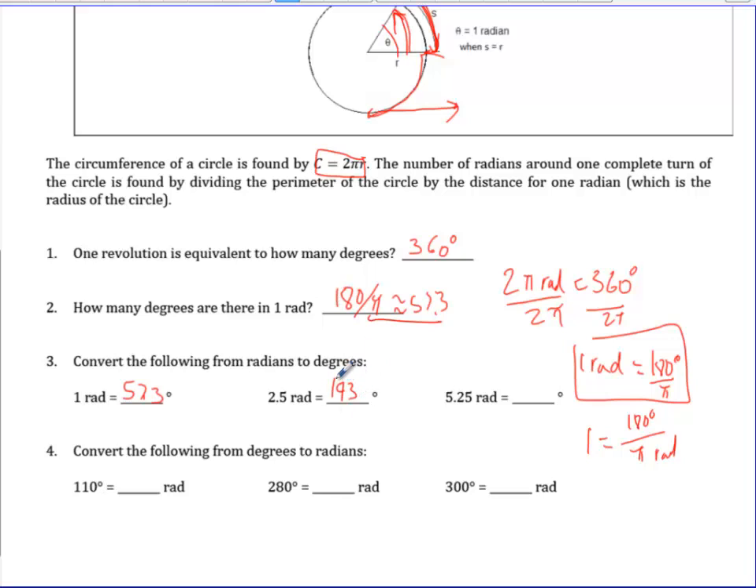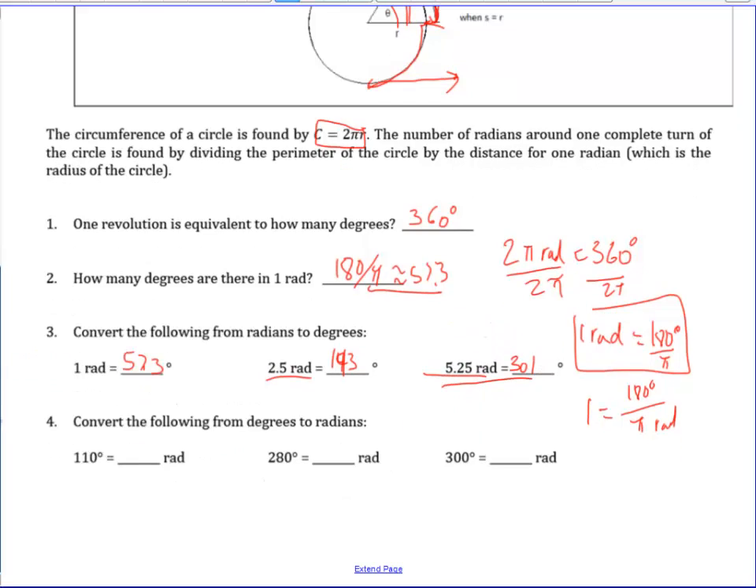Now I want you to think about this for a minute. 2.5 radians, since there's 2 pi radians in a circle, that's about 6 radians. This is a little bit less than half of a circle. 143 degrees is a little bit less than 180, which is half of a circle. 5.25 radians, there's about 6 in a circle, which means this is going to be less than a circle. So if we take 5.25 times 180 and divide it by pi, then we end up with right around 301 degrees. So yes, this does make sense.